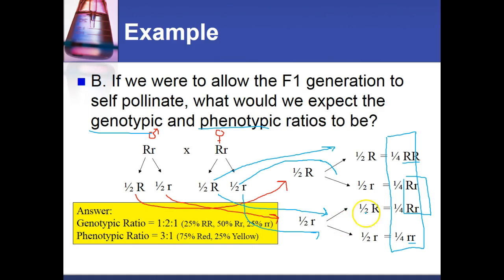Phenotypically is 3:1 because, and I can change my ink color again, if I go back to red, these three all have at least one big R, and so it is going to be red. This one doesn't contain a big R, and so it's going to be yellow. So 3/4 of our offspring are going to be red, or 75%. 1/4 of our offspring are going to be yellow, or 25%. Okay?